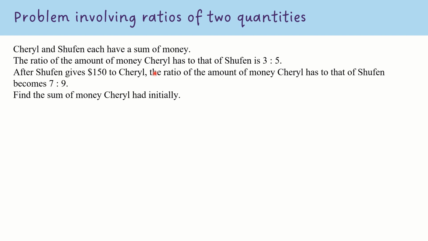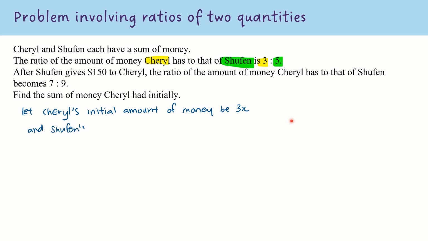So we do not know the amount of money that Cheryl and Shufen had at first, but we know that the ratio is 3:5. So the exact amount of money that they have will be in multiples of 3:5. Therefore, given that Cheryl has 3 units and Shufen has 5 units, we can write that Cheryl's initial amount of money is 3x, and Shufen's initial amount of money is 5x. So they are in multiples of 3 and multiples of 5, given the initial ratio of 3:5.